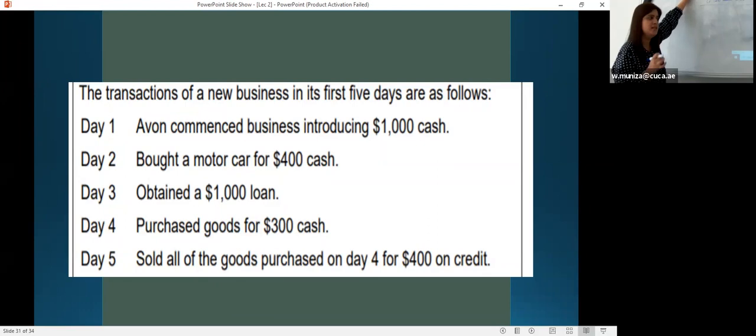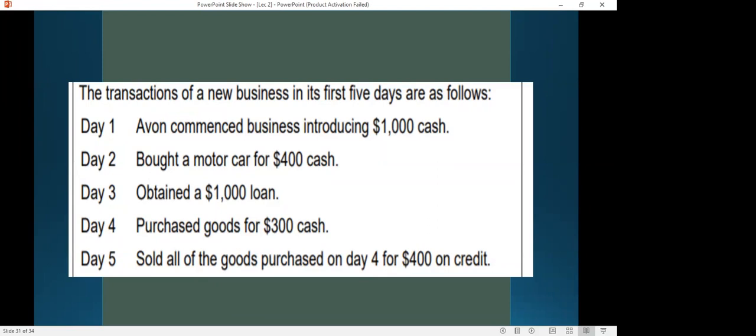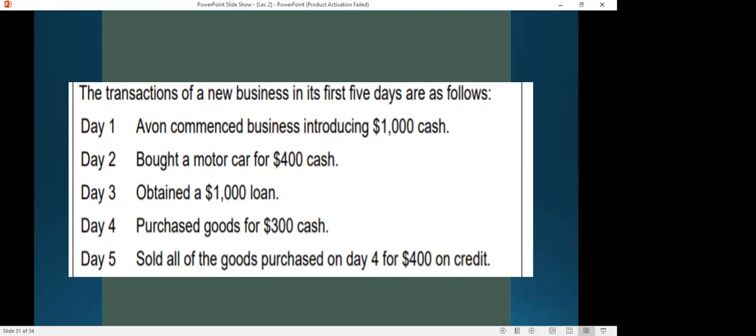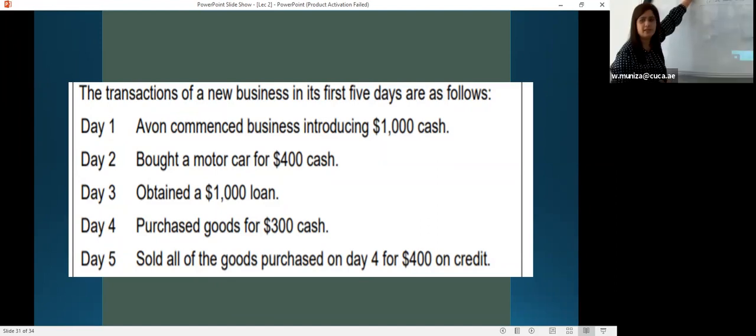Avon commenced business introducing $1,000 cash. Which thing is increasing in the business? Asset. Which asset? Current asset. Cash. Cash has increased in the business. Am I right? Yes. So that is why increase in asset is debit. We have debited it. Can you see?